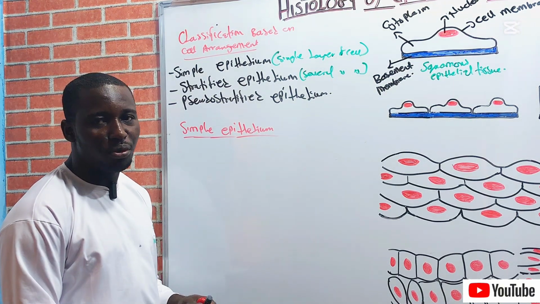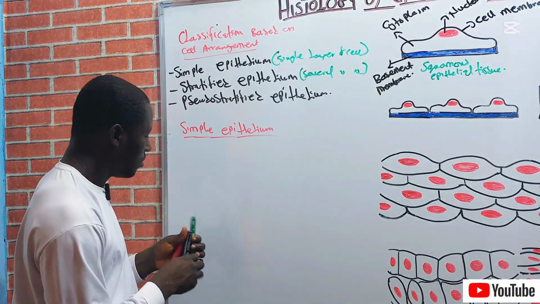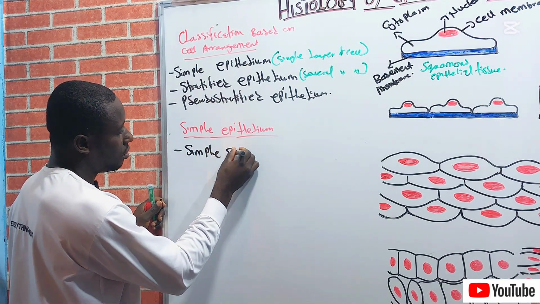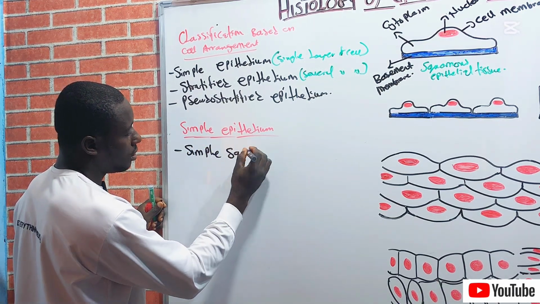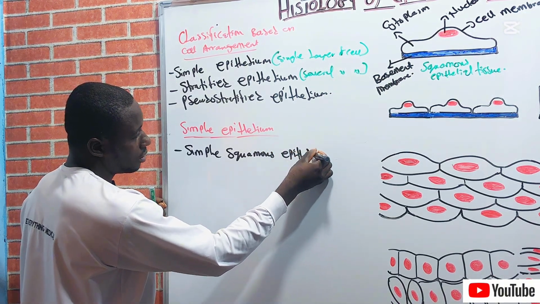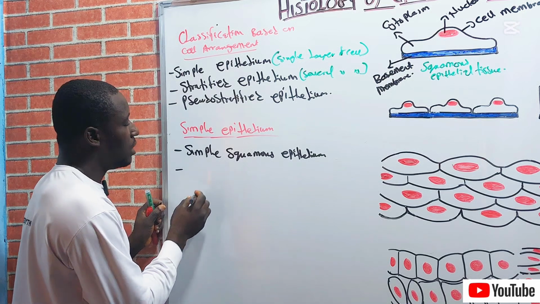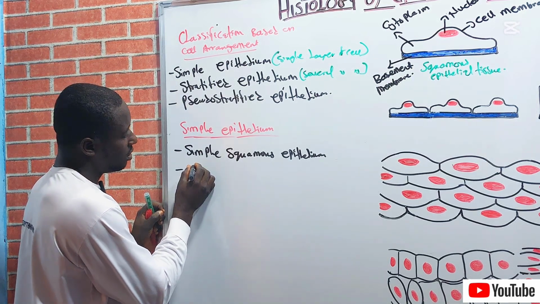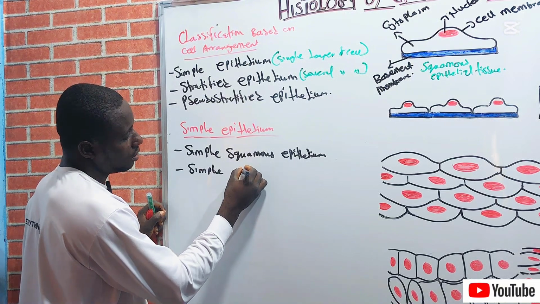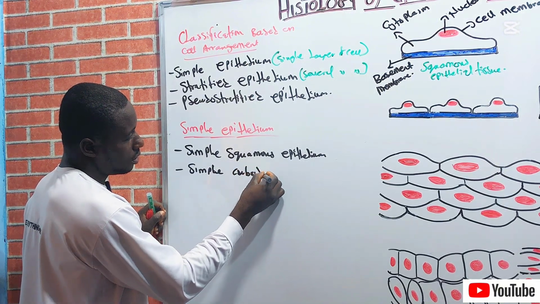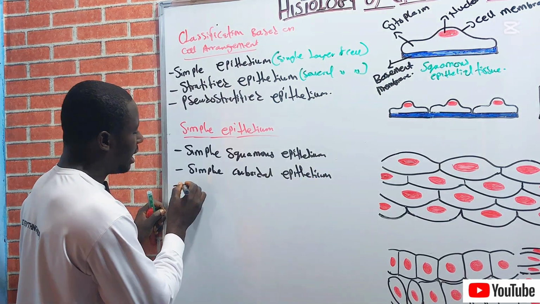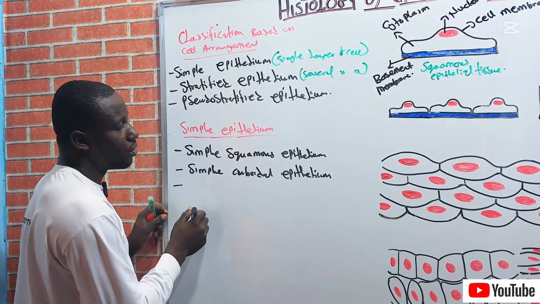You have simple squamous epithelium, we have simple cuboidal epithelium, and lastly, you have simple columnar epithelium.